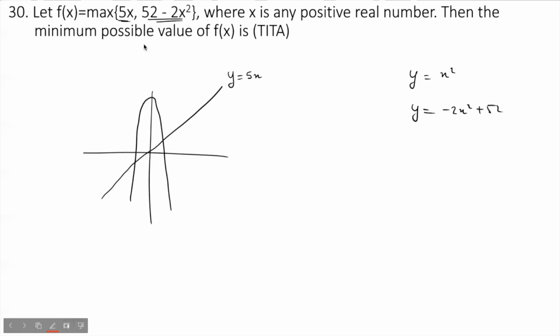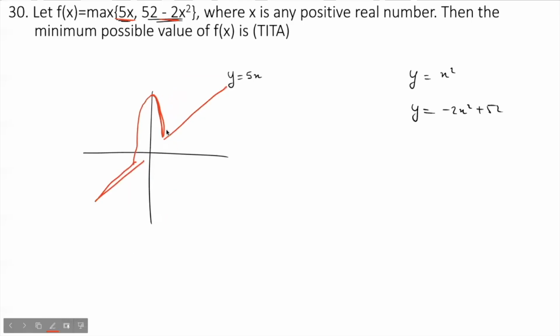Now the question says f of x is maximum of these two. Maximum means we take the larger value. So if you observe carefully, guys, at one point, both of these graphs will meet. And to the left side of that particular point, this graph will dominate, up till you get here, of course. Then again, this graph will dominate. And again, to the right of this meeting point, only this graph will dominate, right? So my target graph would basically look like this.